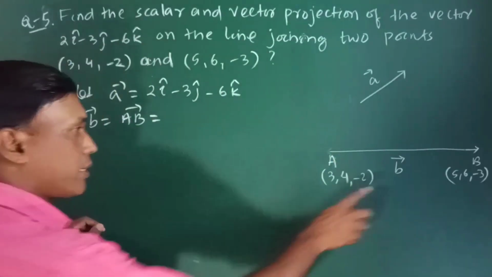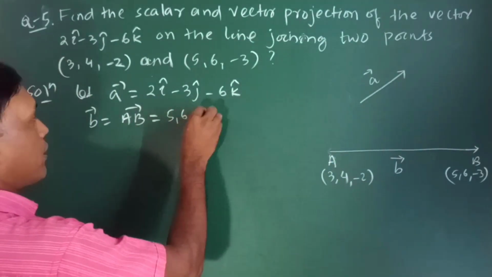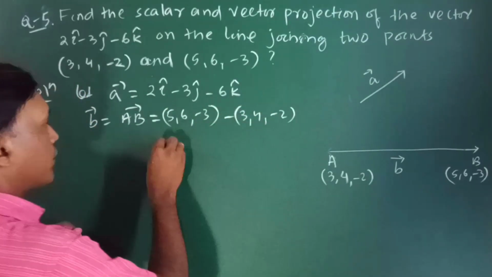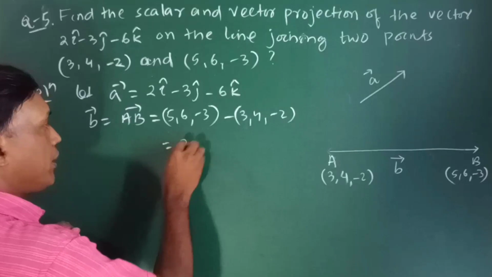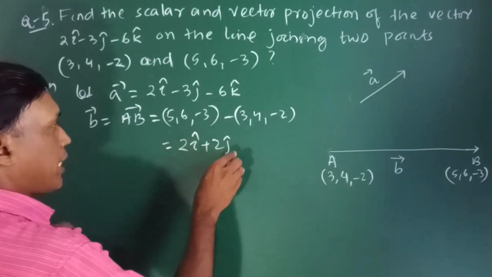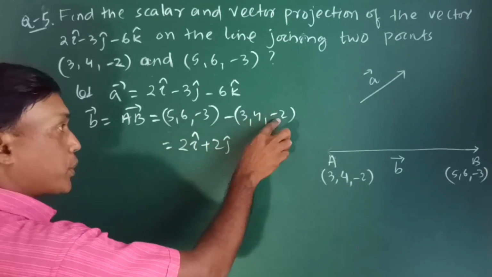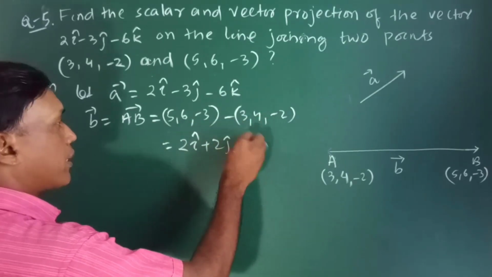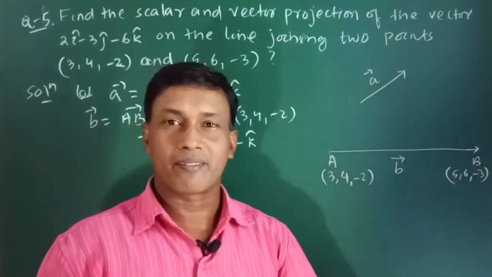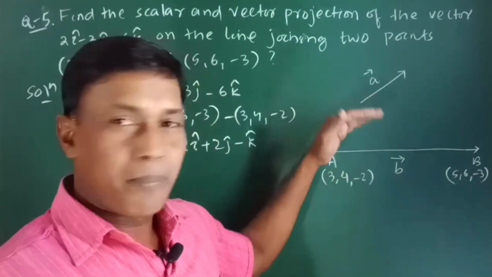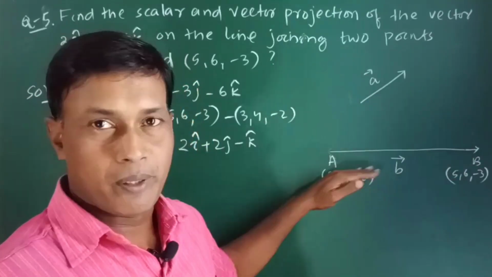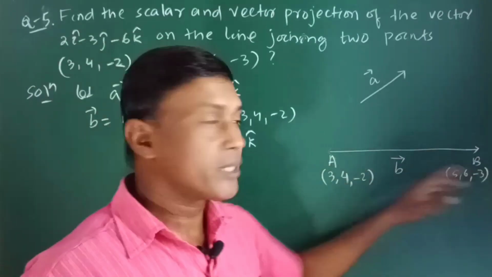That means this is 5, 6, minus 3 minus 3, 4, minus 2, and this is 5 minus 3 is 2 i cap, 6 minus 4 is 2 j cap, minus 3 minus minus 2, that means plus 2, is minus k cap. This is b vector. So this is a vector and this is b vector. We have to find the projection of a vector on the line joining these 2 points. Line joining these 2 points means this is b vector.